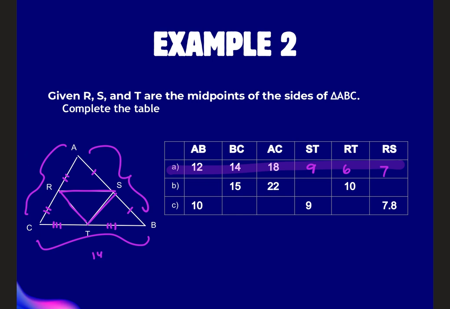And clear that off. Next up is B. BC is 15, AC is 22, and RT is 10. So AB would be double the 10, or 20. ST is half the 22, or 11. And RS is half the 15, or 7.5.